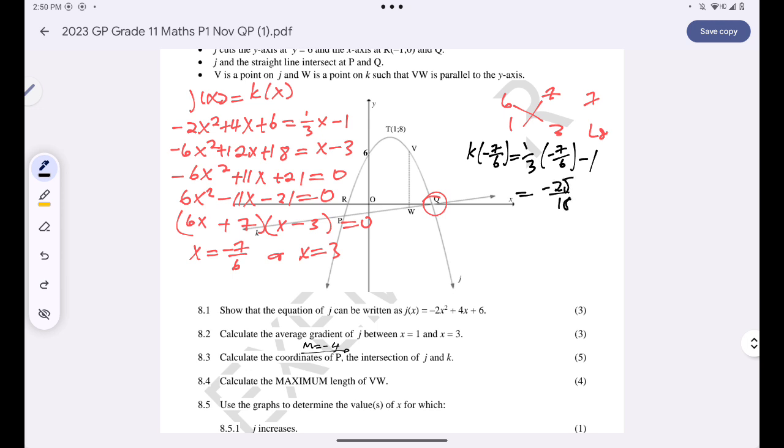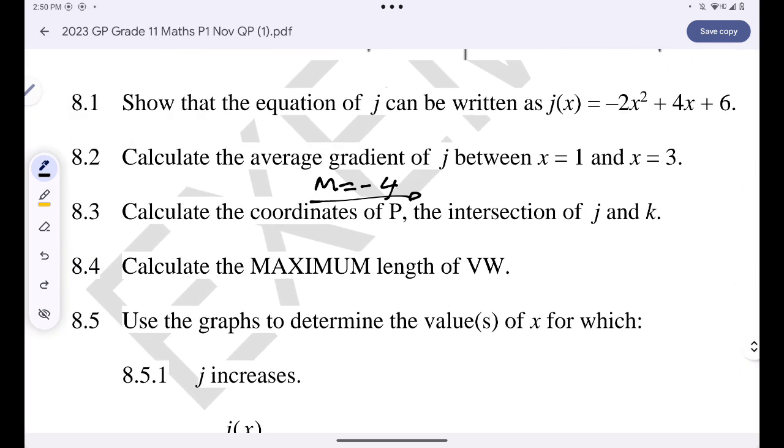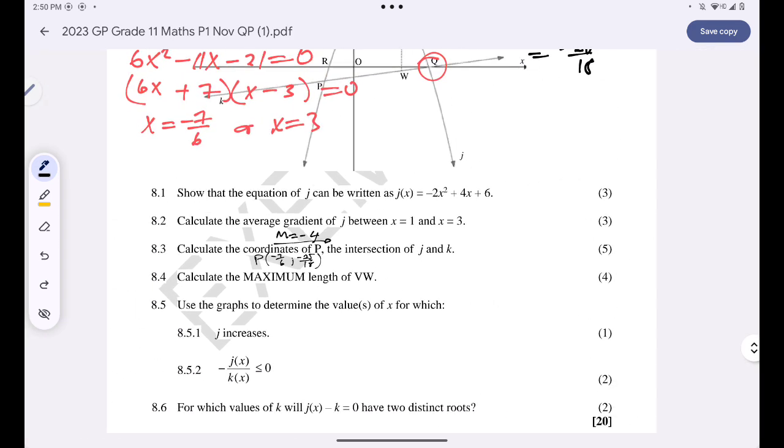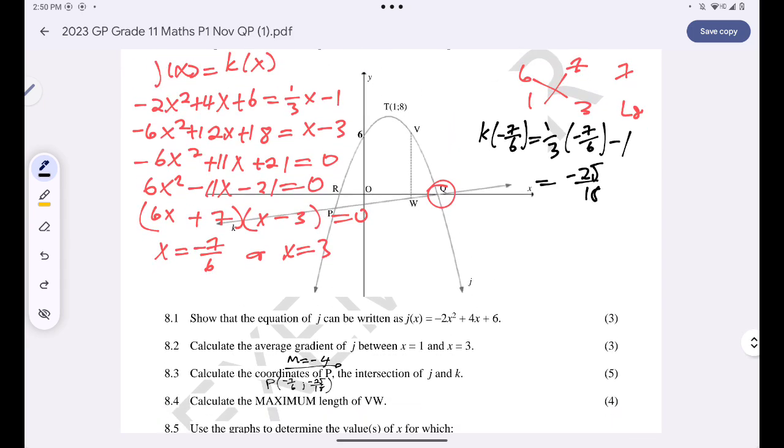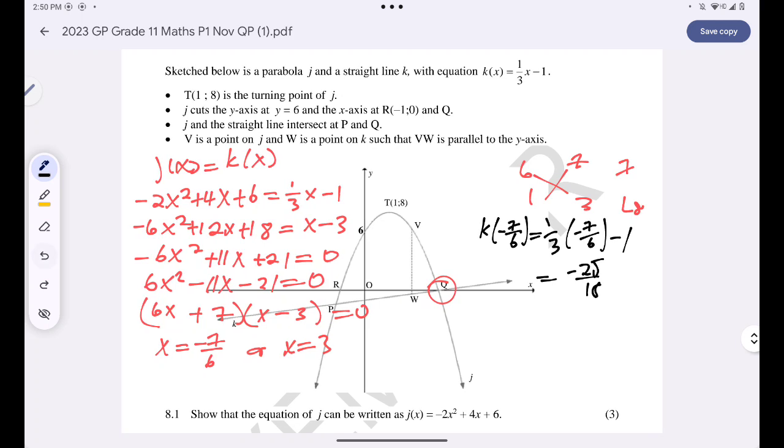-25 over 18. So the coordinates of P, I simply have -7 over 6 and then -25 over 18. Those are the coordinates of P. And then now I'm supposed to calculate the maximum length of VW.